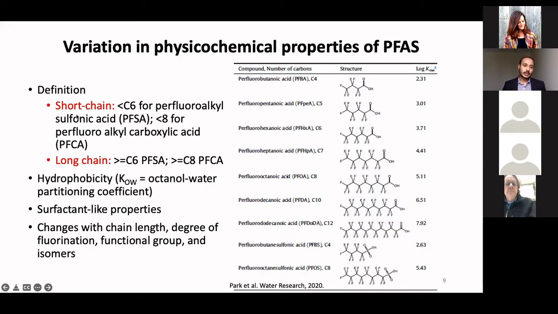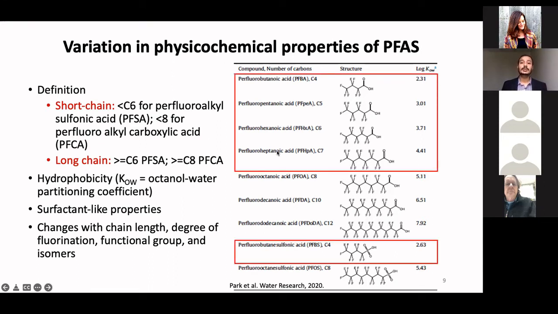In addition to the various technologies, the efficiency of the treatment processes is also going to depend on the type of PFAS you're treating, because the chemical properties of PFAS vary with different chain length, functional groups, and degree of fluorination. For definition purposes here, we want to categorize PFAS into short chain and long chain. Short chain compounds are defined as compounds with a chain length of carbon 6 or lower for sulfonic acids, and less than 8 carbon chain length for carboxylic acids. Anything greater than these numbers is considered long chain PFAS compounds.